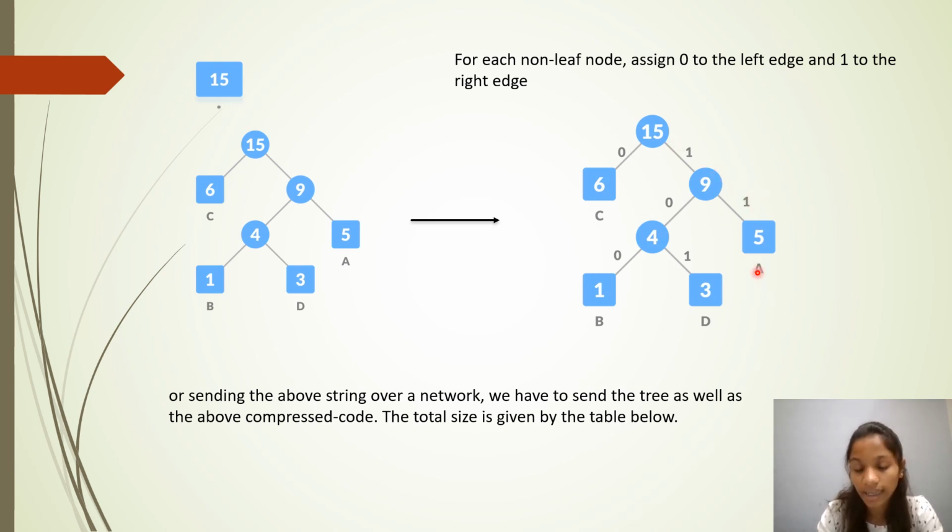So for A the code is 1 1, and for B, where is B? Here. Okay, the code for B is 1 0 0. And for C it is just 0, and for D we have to check 1 0 1. So the code for D is 1 0 1. This is how we obtain a code for each character.